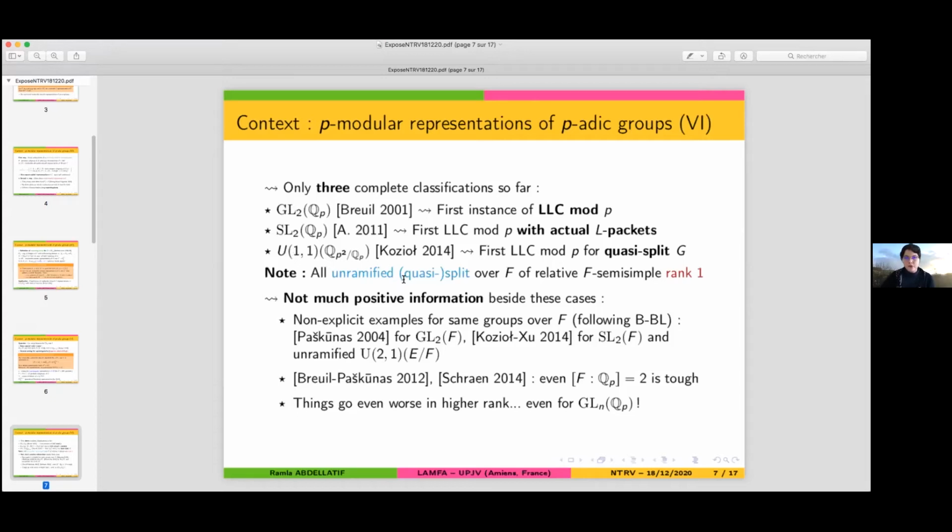And something I want to point out here is that all these three groups are of semi-simple rank 1 over F, and they are all quasi-split and then ramified, okay? But, for instance, if you take U(2,1), which satisfies the same assumption, then we don't have such a classification, okay? So we have some examples of constructions of supersingular representations, but it's not explicit.